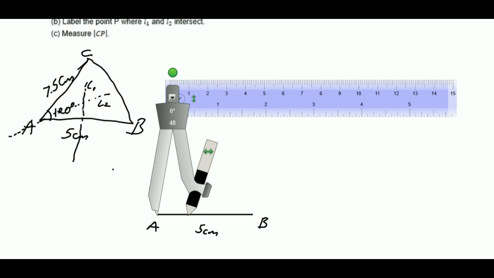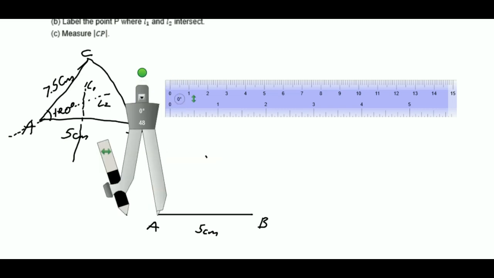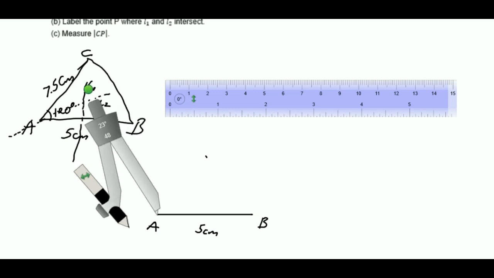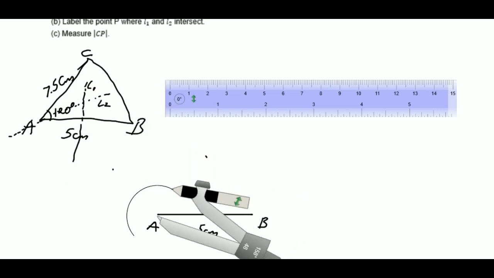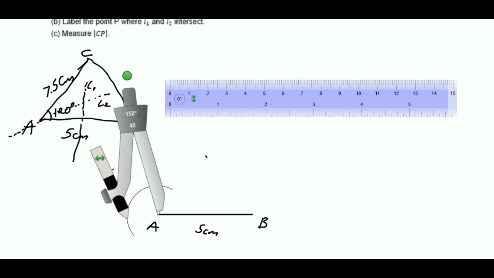Because I want my angle 120 degrees to be on this side of the line, that means I'm going to construct my angle 60 degrees on the other side of the line. So you flip your compass, then you can construct angle 60 on this side of the line. You draw an arc on this line, on this side.